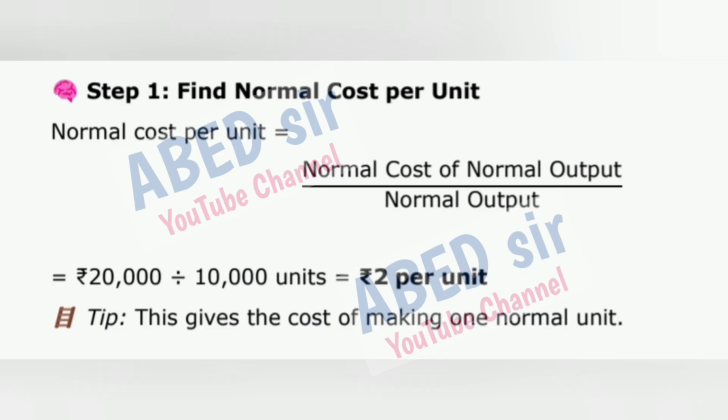Step 1. Find normal cost per unit. Normal cost per unit is equal to normal cost of normal output divided by normal output, which is 20,000 rupees divided by 10,000 units, equal to 2 rupees per unit. Tip: this gives the cost of making one normal unit.